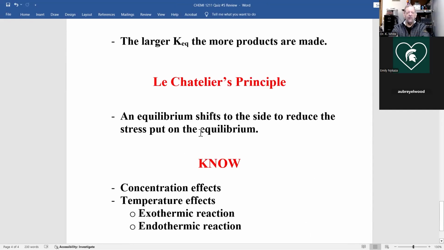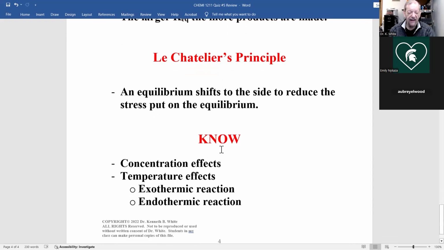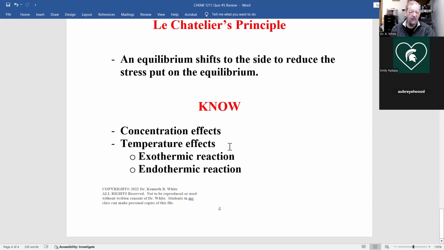Now, when you have an equilibrium, there's a very important principle, and I'm going to use my Chicago North Side French accent. That's Le Chatelier's principle. It states an equilibrium shifts to the side to reduce the stress put on an equilibrium. I will never ask you what's the definition of Le Chatelier's principle, but I expect you to know how to use it.